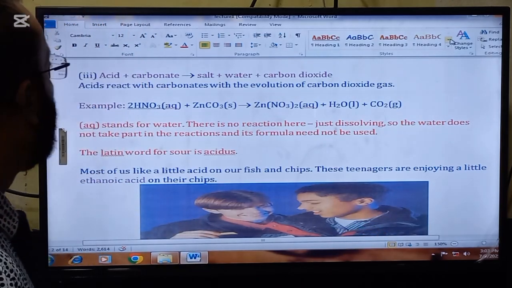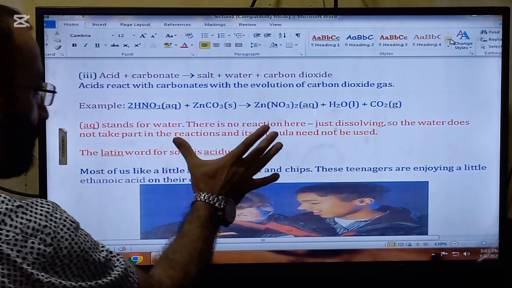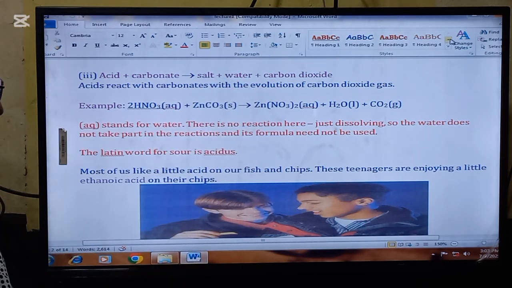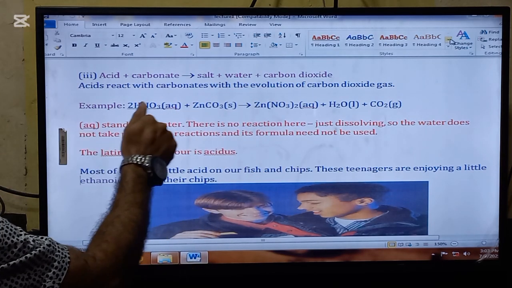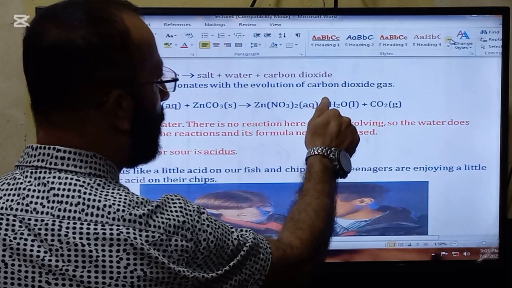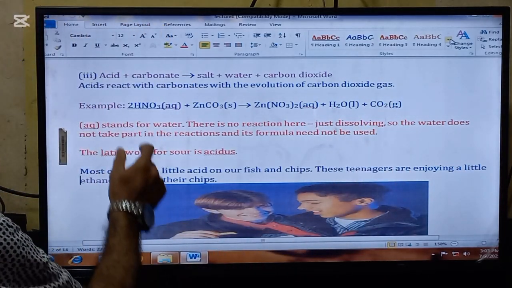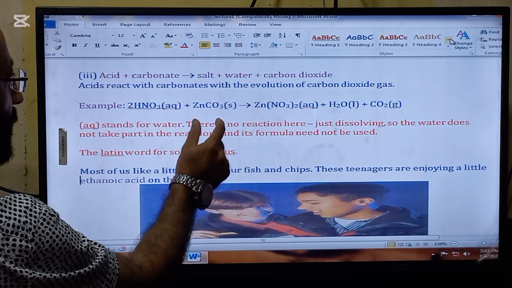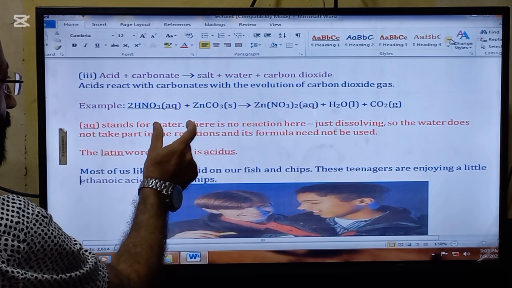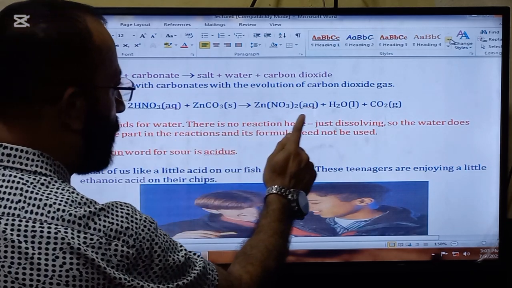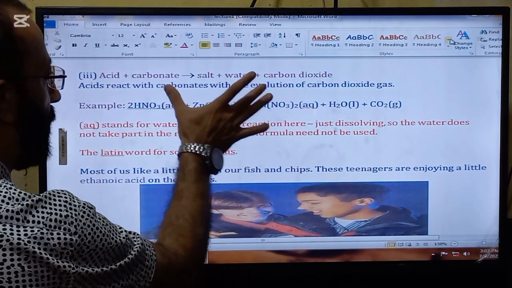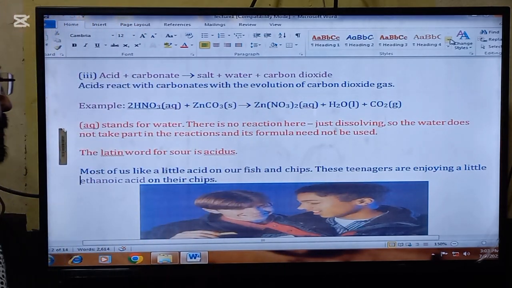So we are going to read our equation which will tell us how this works. Acids react with carbonate with the evolution of carbon dioxide gas. Here is an acid, that is HNO3, and here is a carbonate, that is zinc carbonate. When they react with each other, they form zinc nitrate plus water plus carbon dioxide. So look at the general equation and here is the reaction.